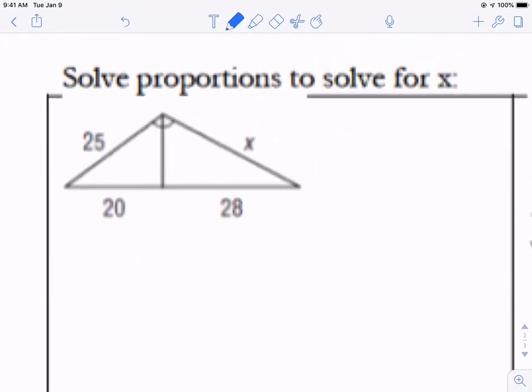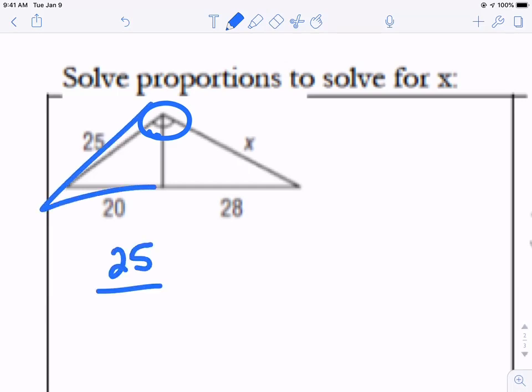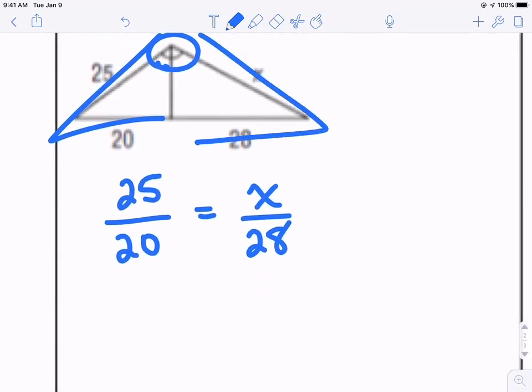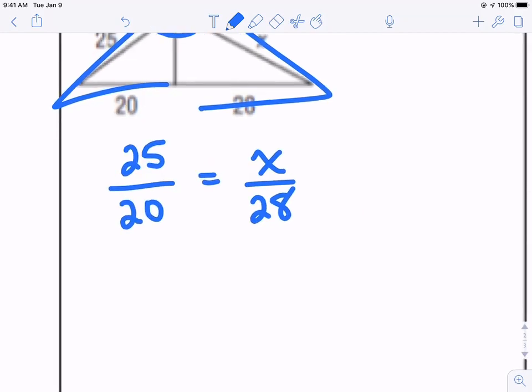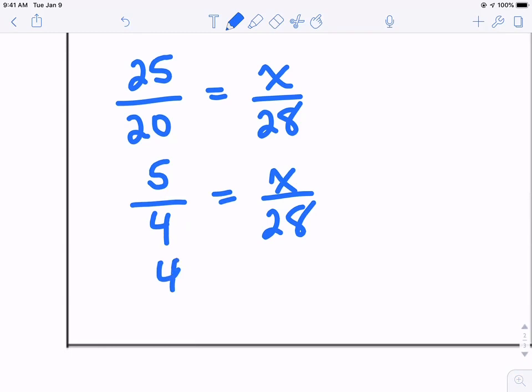All right, so starting with this one, we know that that's an angle bisector. Okay, so 25 is to 20 as x is to 28. Now notice I compared 25 and 20, so we can just take a 5 out and just make that 5 to 4. x to 28, that makes 4x equal to 140, so x would be 35.